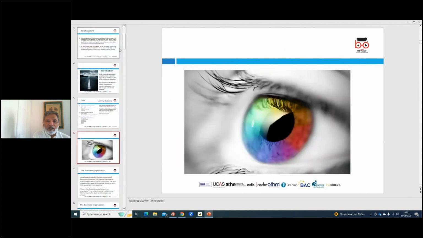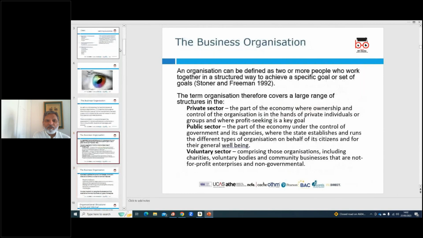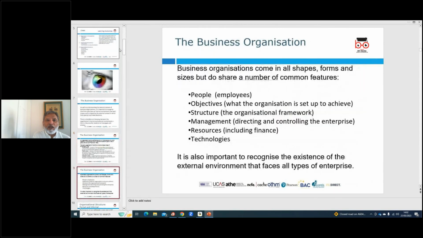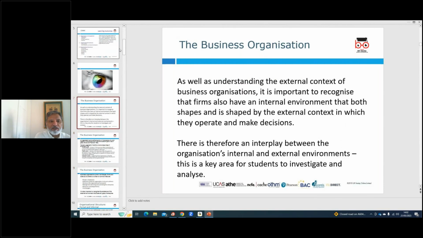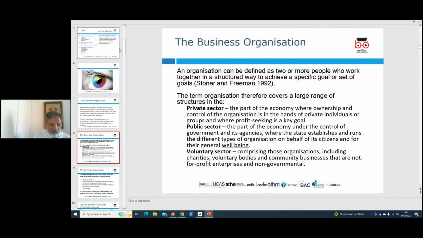So let's look at the first thing first. What do we mean by business organizations? Business organizations are based as a collection of people who come together to run the business. They may be in the private sector, public sector, or voluntary sector. They are different organizations. Stoner and Freeman, for example, define an organization as two or more people coming together to achieve a specific goal, and they can be in private, public, or voluntary sector.